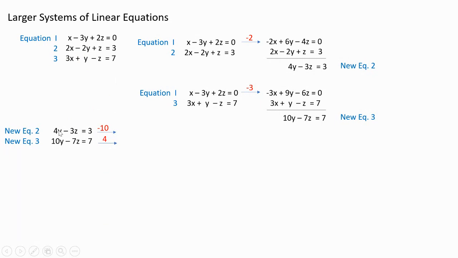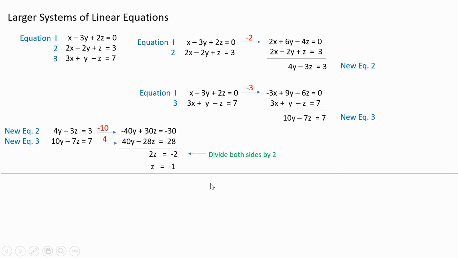Why? Because negative 10 times 4 will give us negative 40, and 4 times 10 will give us 40, and then when you add them, they'll be eliminated. But you need to multiply both numbers by every term on both equations. Here we get negative 40y plus 30z equals negative 30. Here we get positive 40y minus 28z equals 28. Right? So we get 2z equals negative 2. We divide both sides by 2. So we get z equals negative 1. Now I'm going to go back and use back substitution.